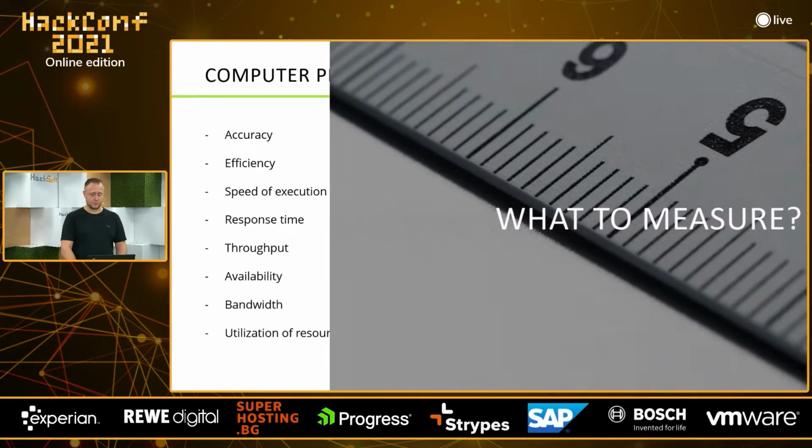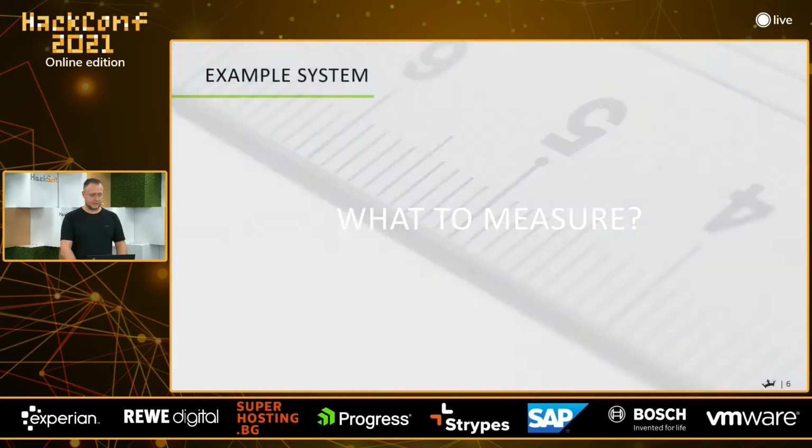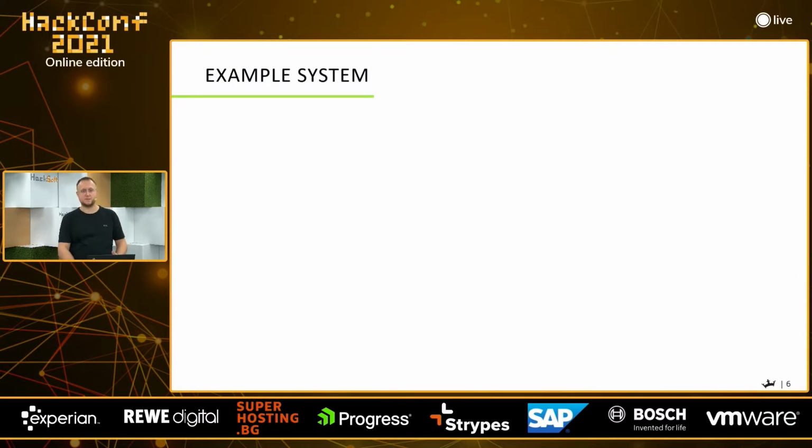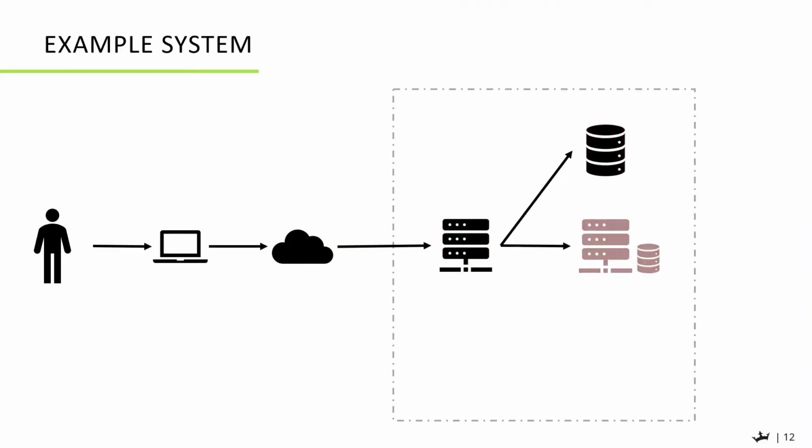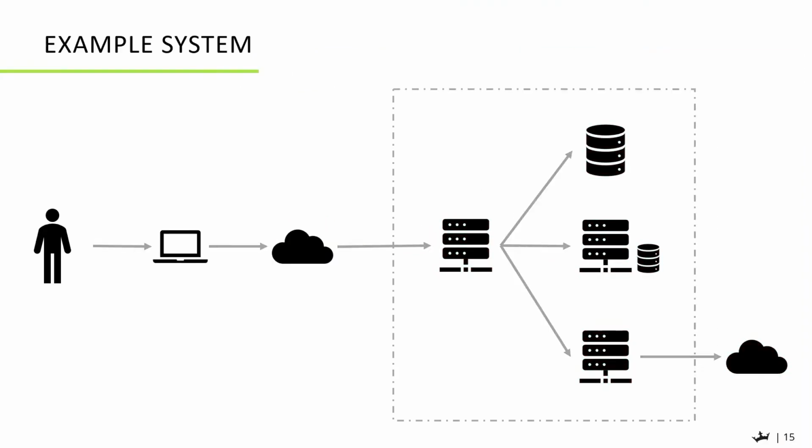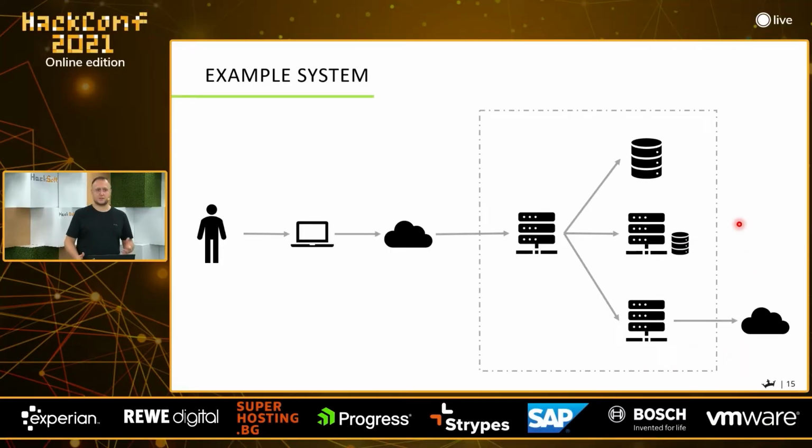So what to measure? Well, before we start measuring, I would like to introduce an example system, and this system is going to help me describe some of the concepts a bit easier. Imagine that we have a client-server application where our client, our happy user over here, is using a client application for their device, which connects through the internet to our application server. Our application server on the back uses some database, a couple of microservices, one of which is talking to a third party. So this is going to be the system that I'm using to describe some of the concepts.